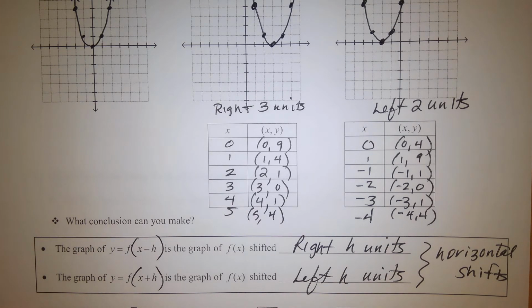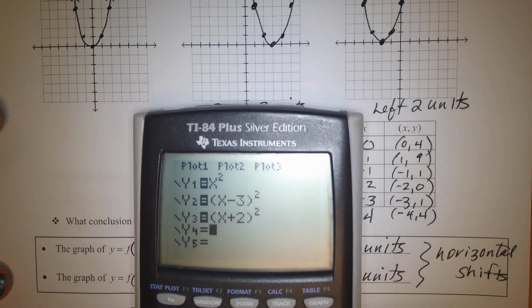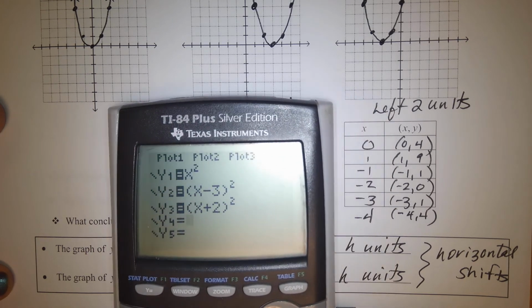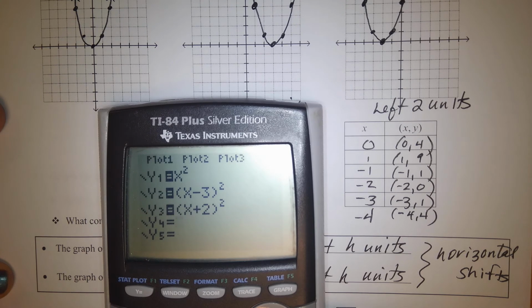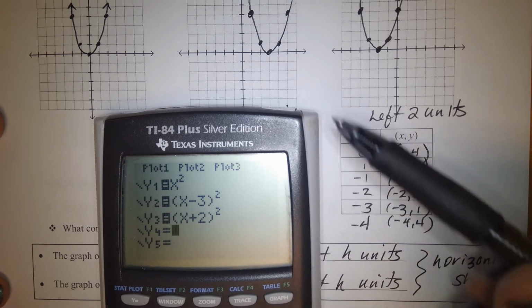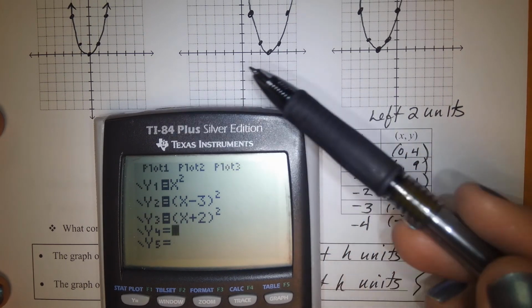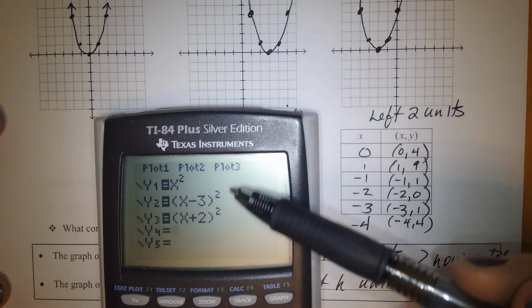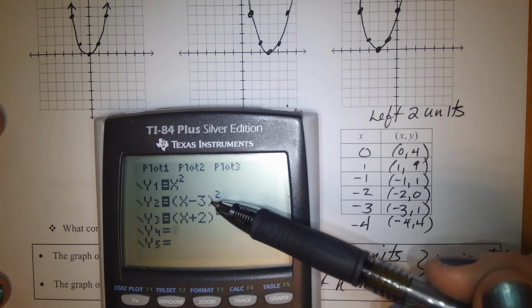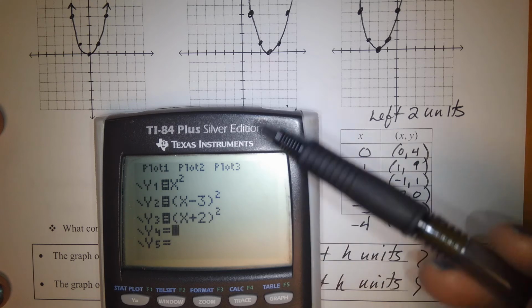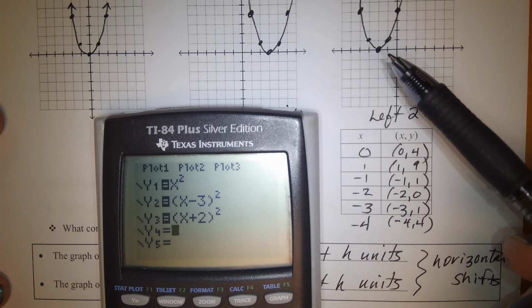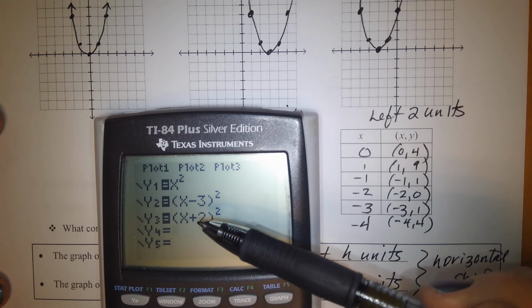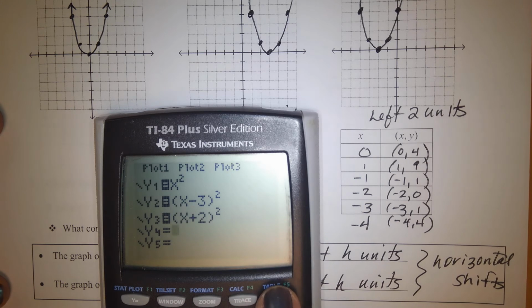So let's look at what these would look like using technology. I've put the 3 functions into my graphing calculator. The original x squared function on the left. Then we're going to subtract 3 inside the function, meaning before you square it. And then the third one will be adding 2 inside the function. So they will graph in order.